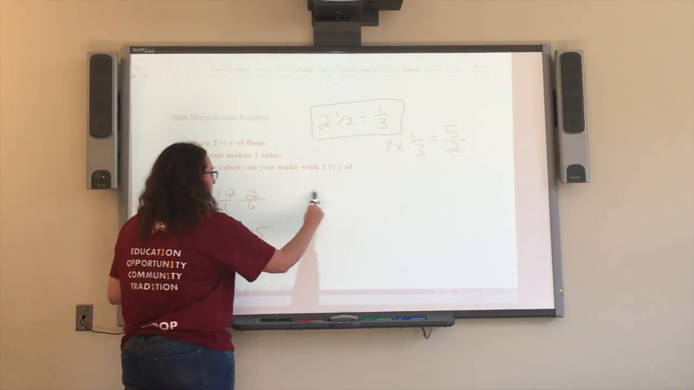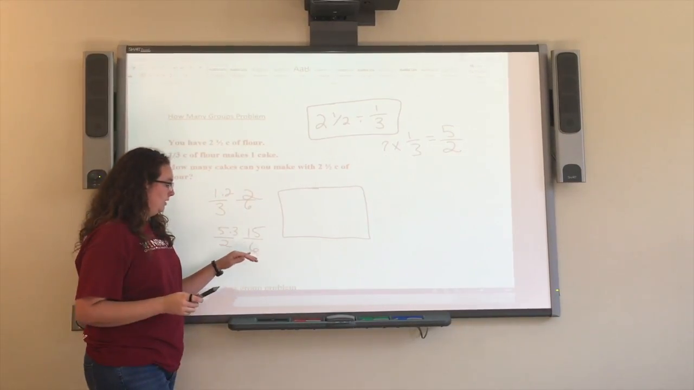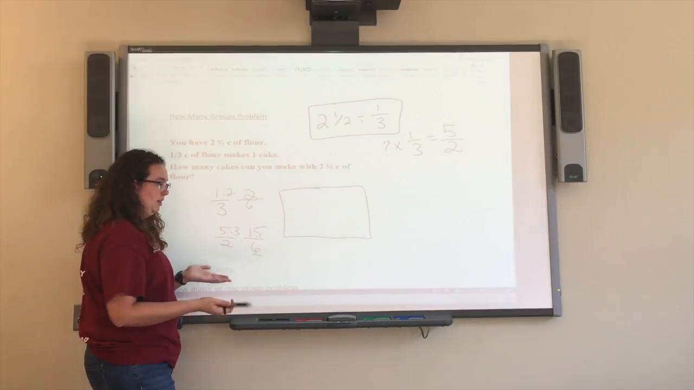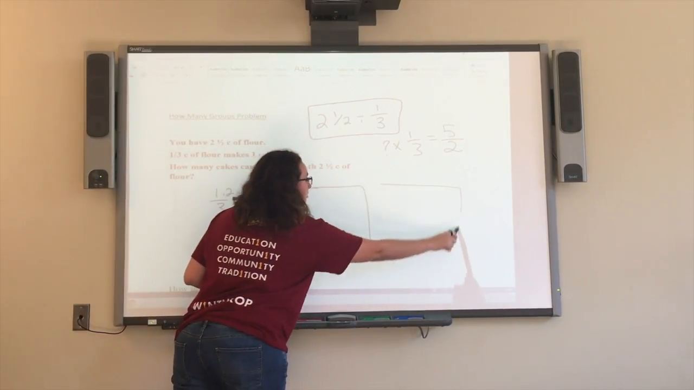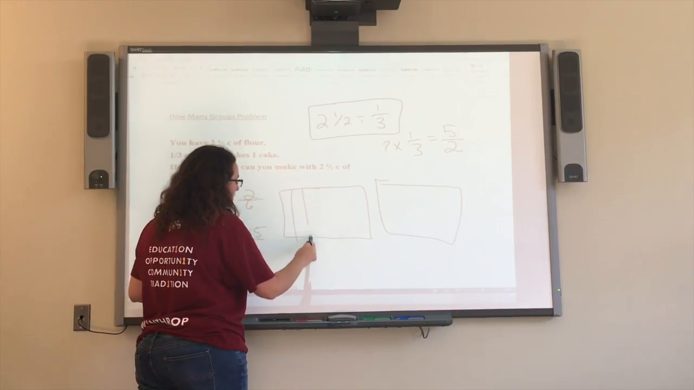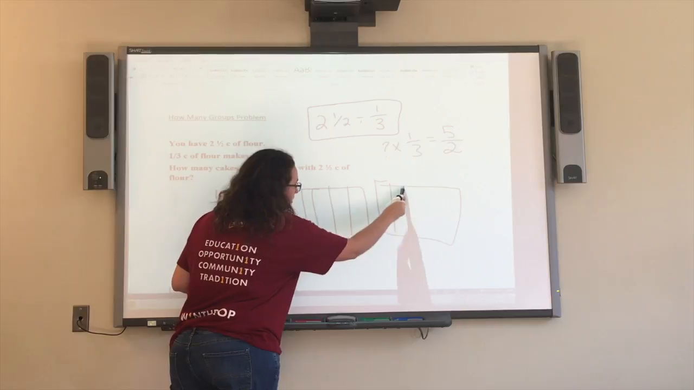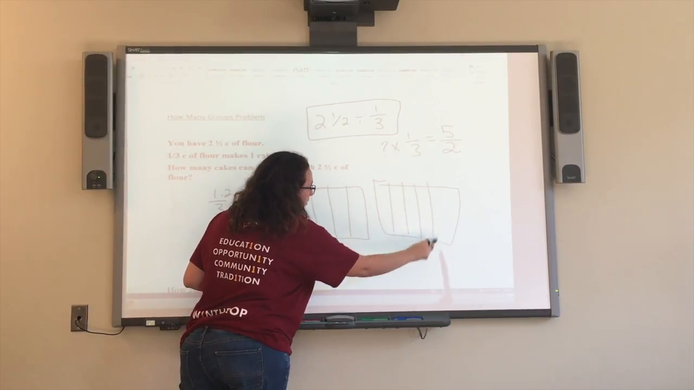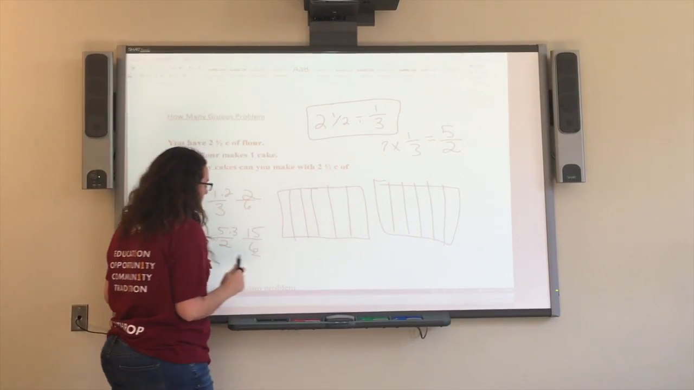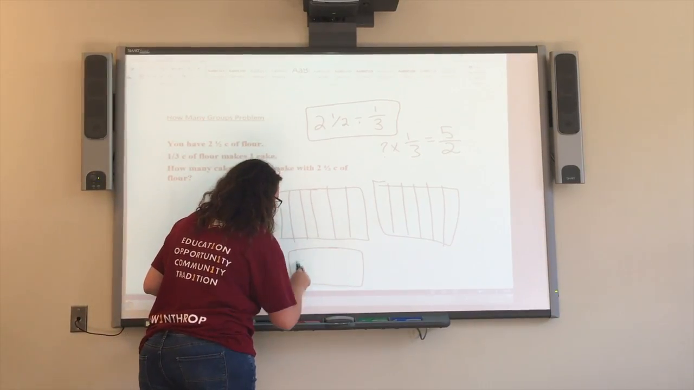Alright, so I'm going to have my square here, and I'm going to divide it into 6 pieces because that's our same denominator. Go ahead and draw another one over here. We divide this into 6 pieces. Alright, so we need to draw one more because we have 15 pieces.